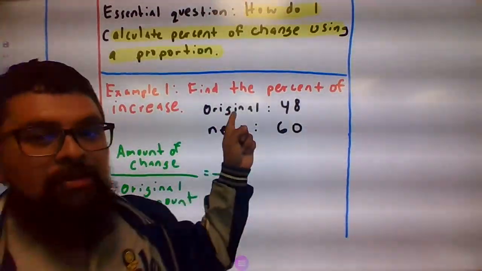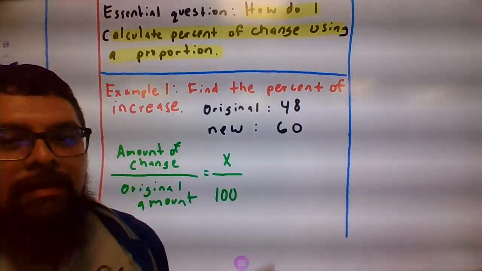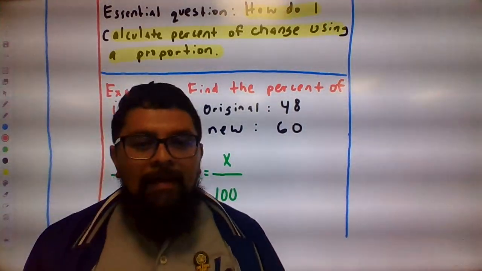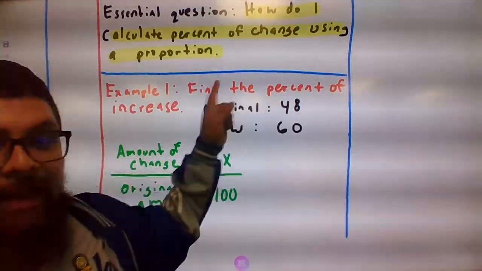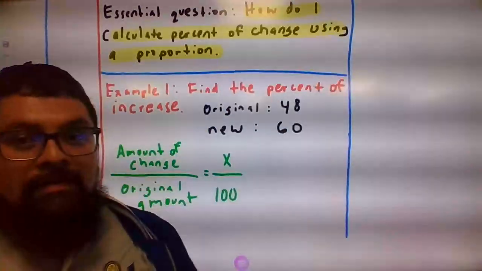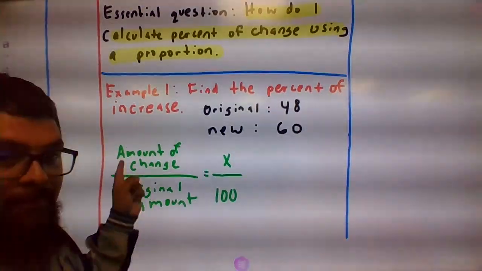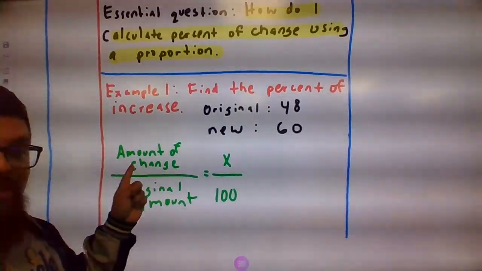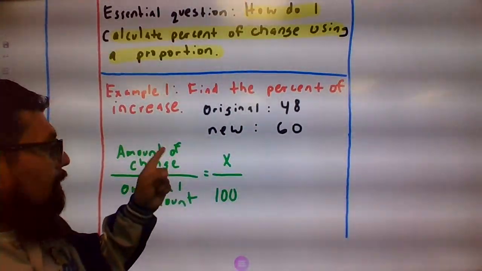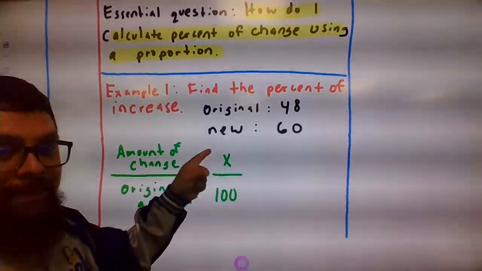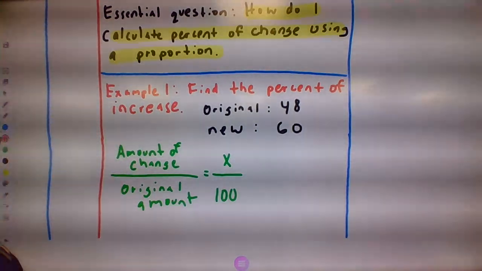Here's the original price. It's 48. It could be $48, and then the new price could be $60. It could be anything. It could be a pair of shoes. Now we're going to find how much this actually increased. What we're going to do is make this proportion. We're going to put the amount of change on top, over the original amount, and then x over 100. This is like a percentage. We're comparing it to a percentage, right? So let's go ahead and do it.